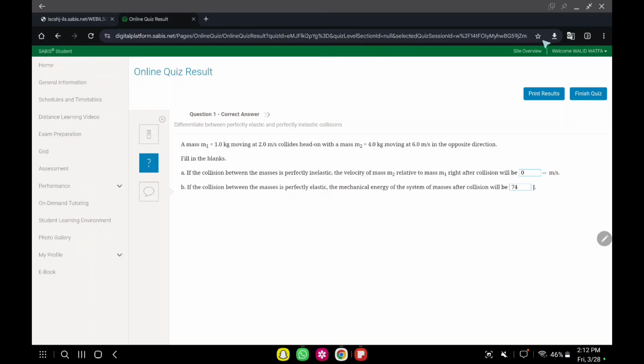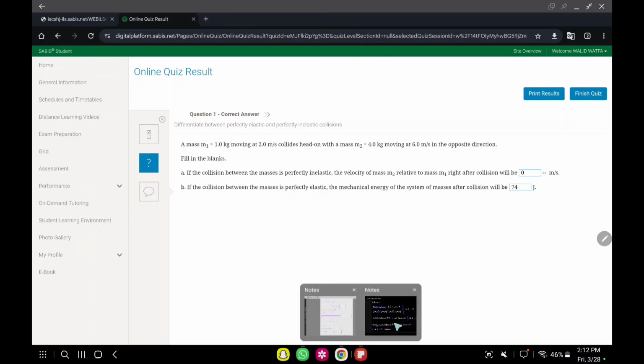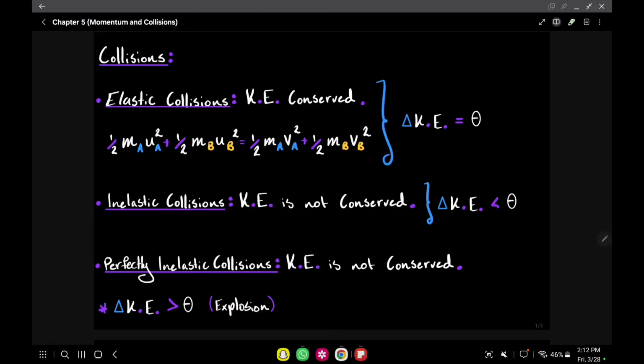Before we start, just so you can remember, in an elastic collision, kinetic energy is conserved. So that means K initial is equal to K final. Okay, you need to know this. For elastic, kinetic energy is conserved. For inelastic collisions, kinetic energy is not conserved. What else is conserved in an elastic collision? Momentum is also conserved, so P initial is equal to P final.